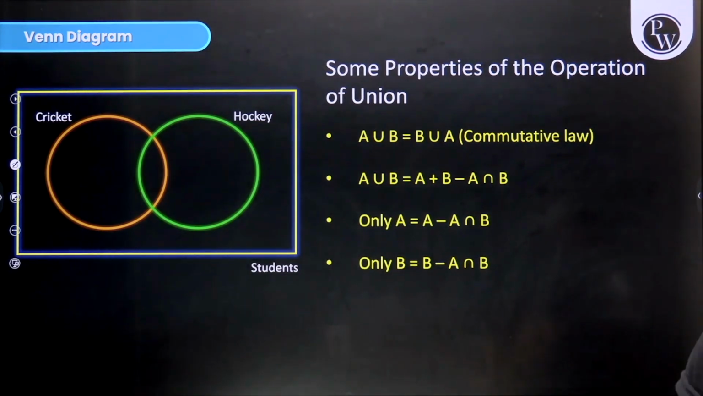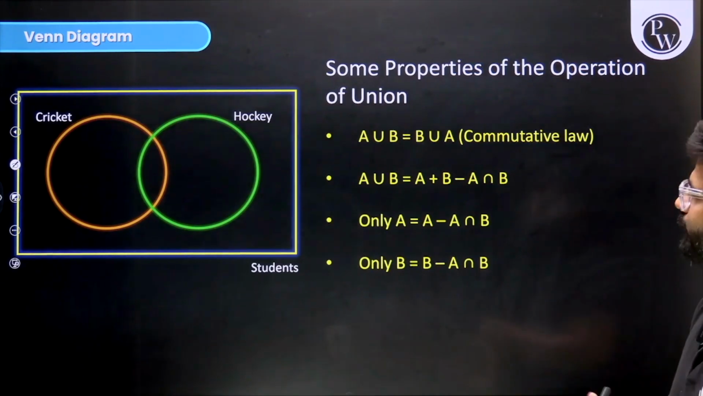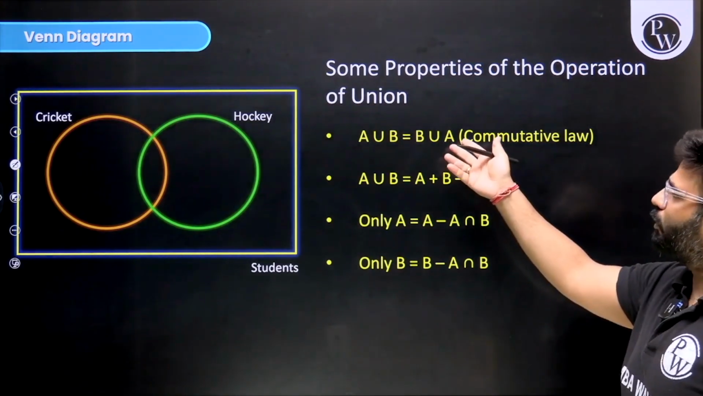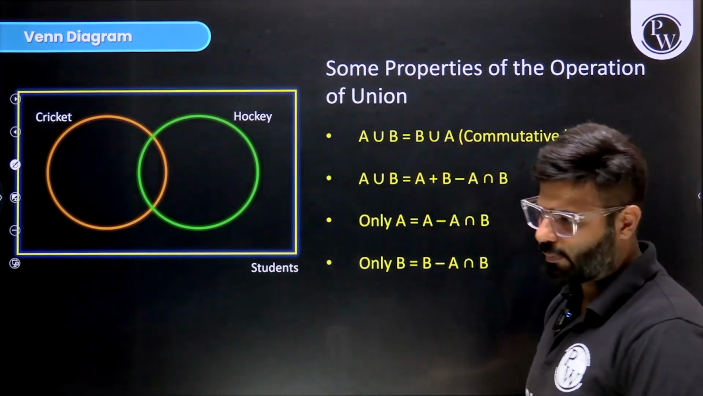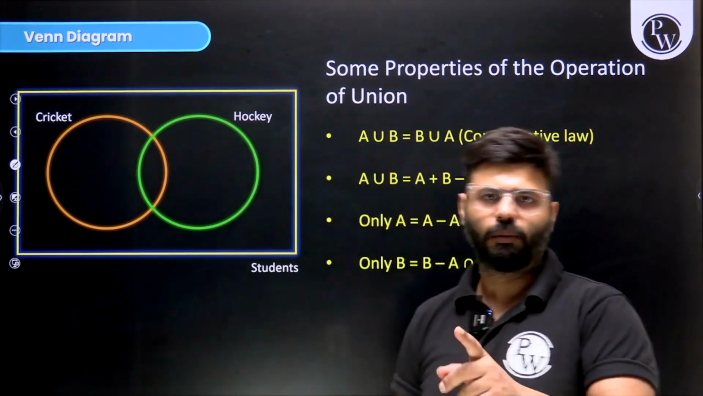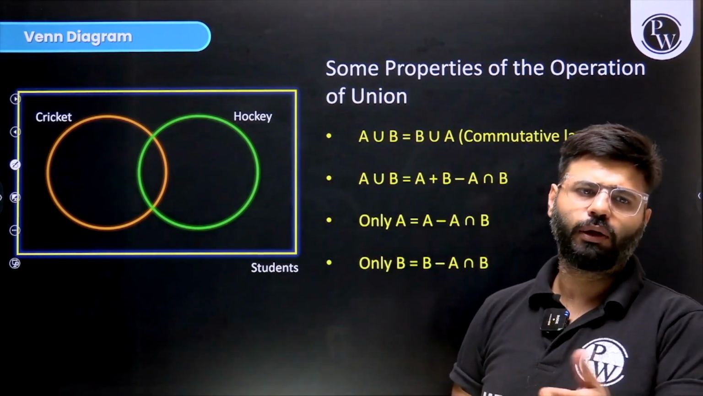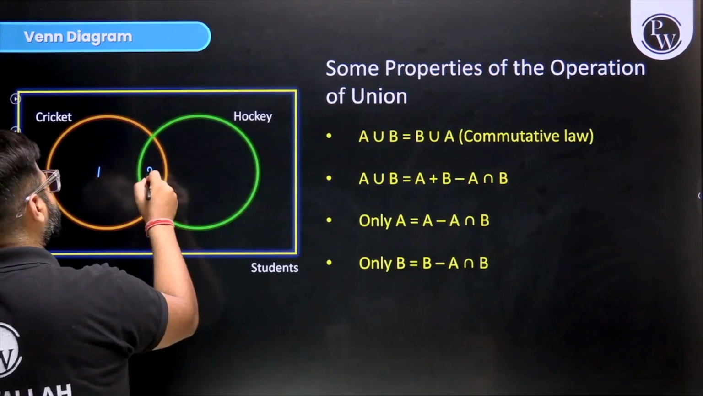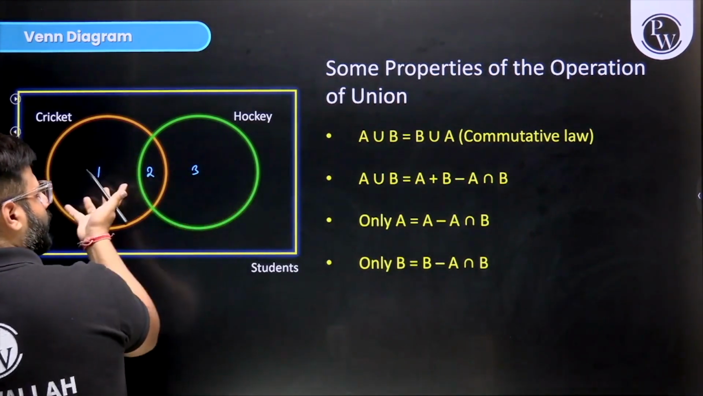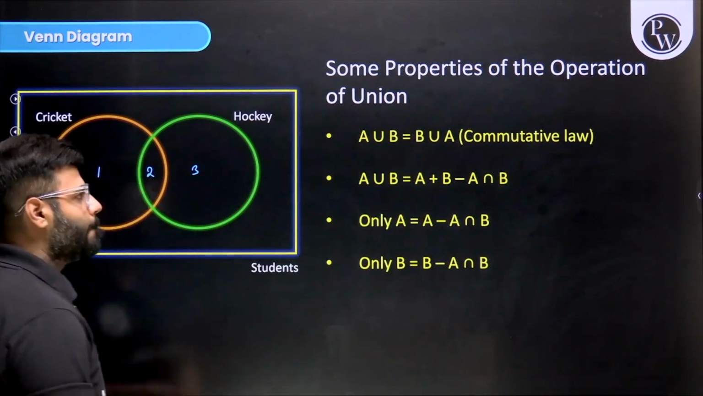Okay, assuming that you have written it, right? Of course, one property is very visible. A union B or B union A means the same thing. You're choosing the people who either play cricket or hockey, और cricket एक ही बात है. क्रिकेट और हॉकी की बात करोगे तब भी आपके तीनों रीजन्स आएंगे. हॉकी और क्रिकेट की बात करोगे तब भी तीनों रीजन्स आएंगे.